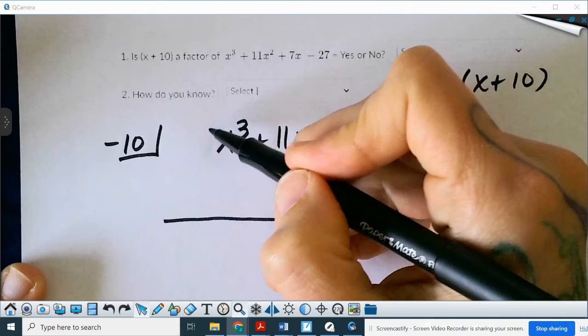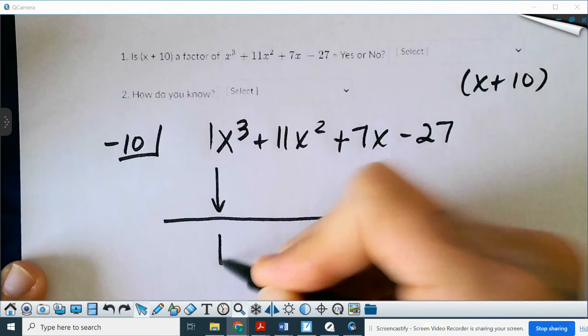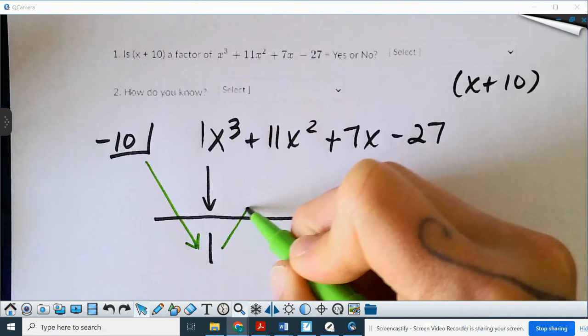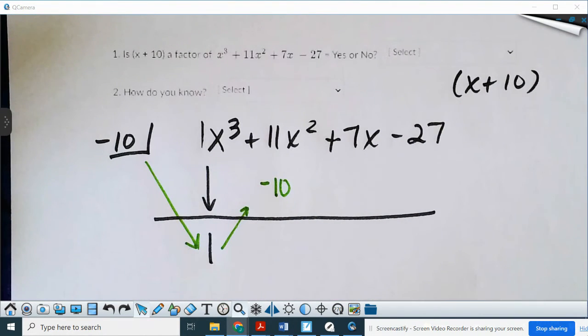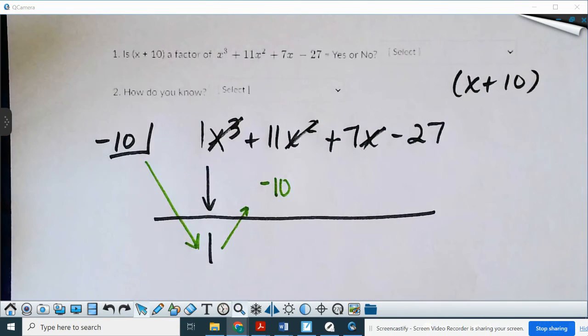You're going to make sure that 3, 2, 1, none is perfect. Your first term falls down. We're going to take that negative 10, multiply, and it bounces up, which gives me a negative 10. And when we rewrite it, I was being lazy. This x cubed, x squared, and x are not there when you write out your synthetic division. Totally being lazy. Sorry, guys.